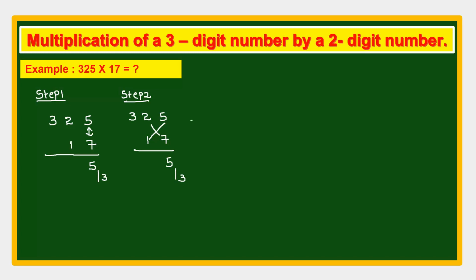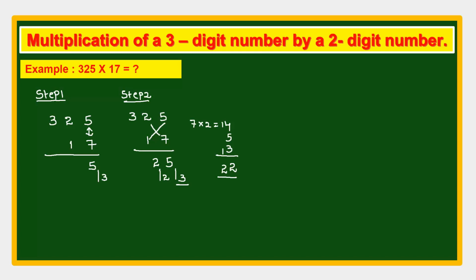It means 7 2s are 14, 1 5 is 5, and add carry forward 3. Now 3 plus 5, 8. 8 plus 4, 12. Write 2 here and 1 here. 1 plus 1, 2, 22. So write here 2 and carry forward 2 down.